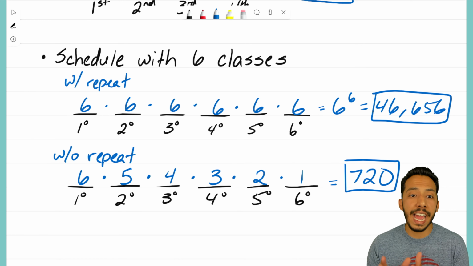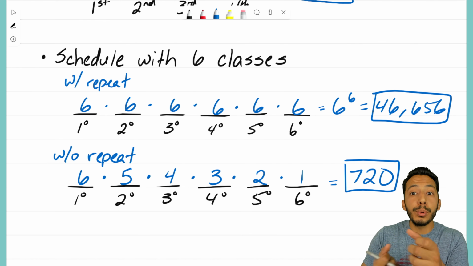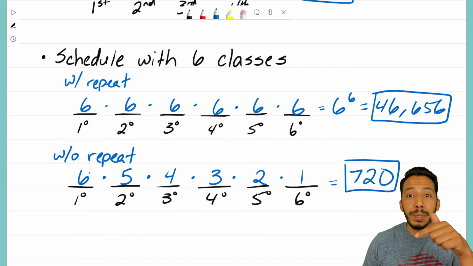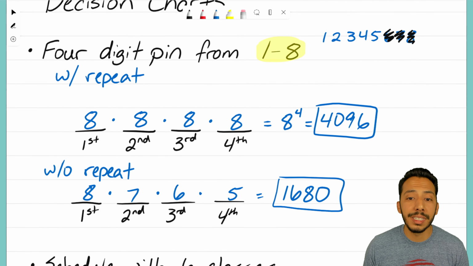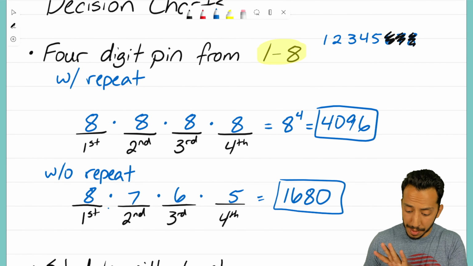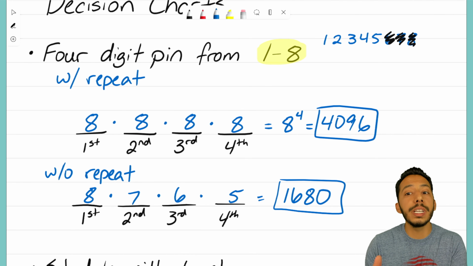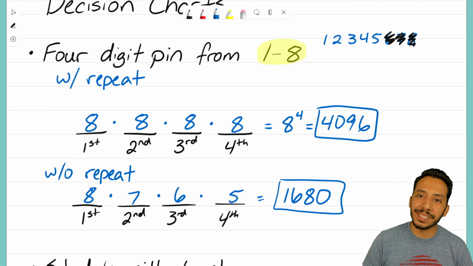Okay? This is how decision charts can help you out with problems like this, where I'm trying to pick a certain number of things to happen and I'm pulling from a certain set of numbers. We see it with our school schedule here. I got 6 classes. I made 6 lines here. For my decision chart, you just put in the number of options that you have, okay? Same up here with our 4-digit PIN. I had 4 digits I'm picking, so I made 4 lines here for my decision chart. And then on top, we just put in the numbers that we're pulling from, okay? Multiply them and you'll get that answer every single time.